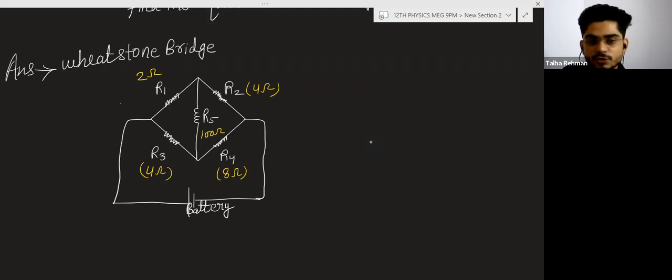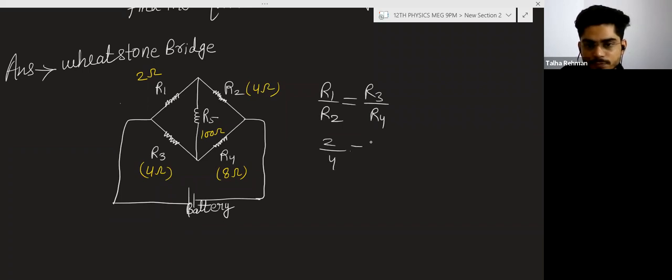This is the Wheatstone bridge circuit. So what will you check? First, you will check whether R1 by R2 is equal to R3 by R4. We will check. The value of R1 is 2 ohm, R2 is 4 ohm, R3 is 4 ohm again, and R4 is 8 ohm.